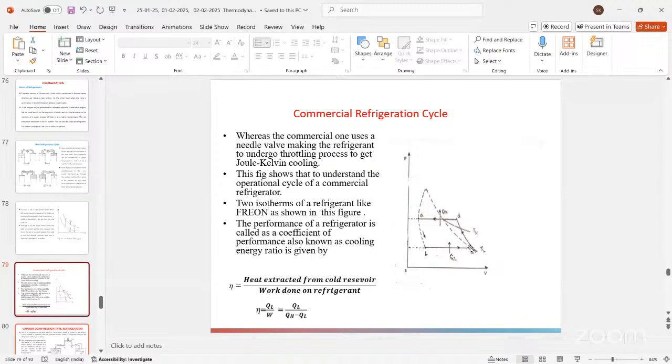So hence the material of the cold reservoir is cooled. Now if we observe the temperature, what will happen? The material of the cold reservoir is cooled. Again now, C to D, what will happen?